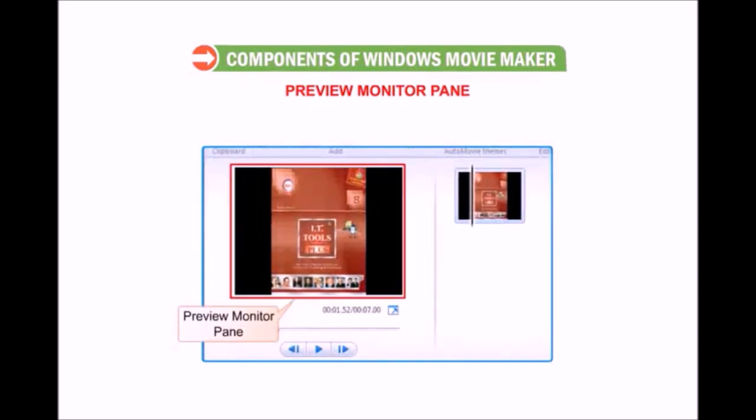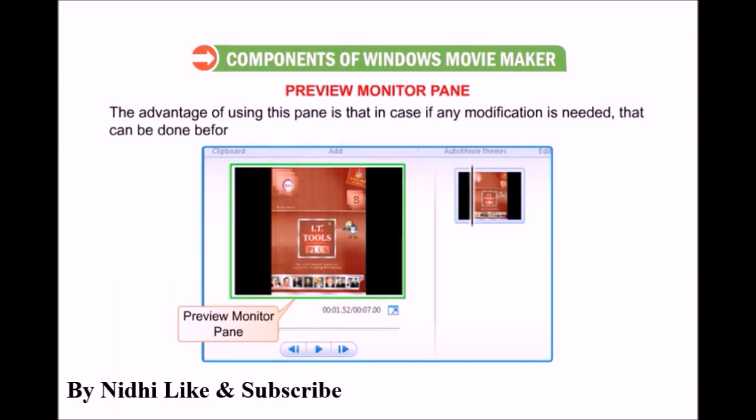Preview monitor pane. On the left side of the work area is a preview screen. You will be able to watch your video here as you work on it. The advantage of using this pane is that in case any modification is needed, that can be done before giving a final shape to the movie.